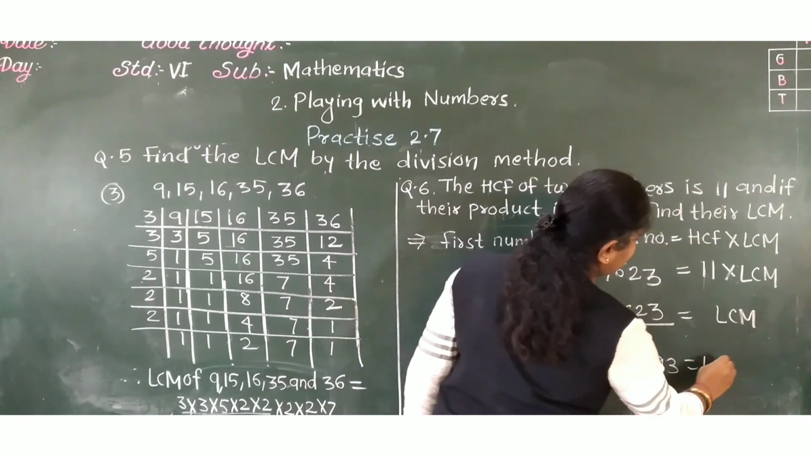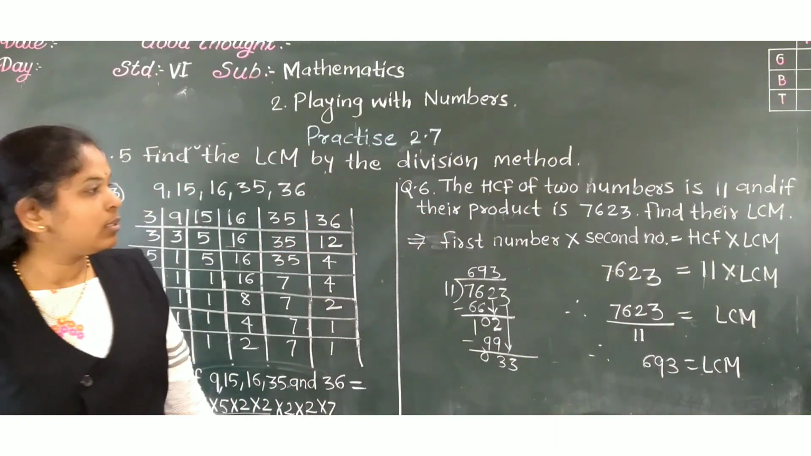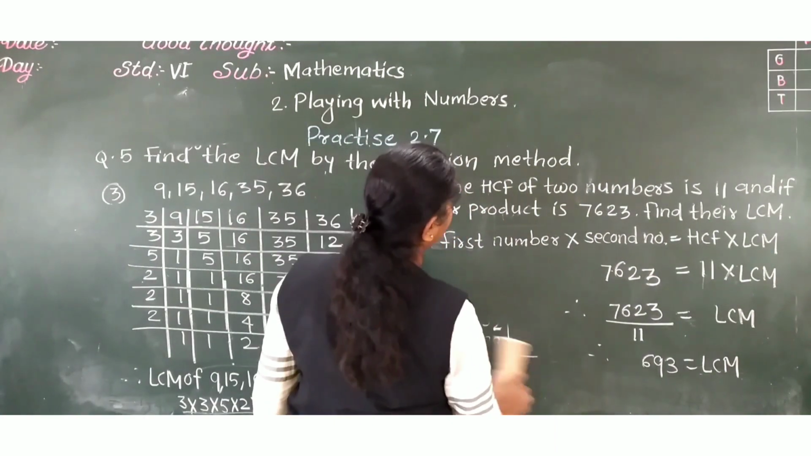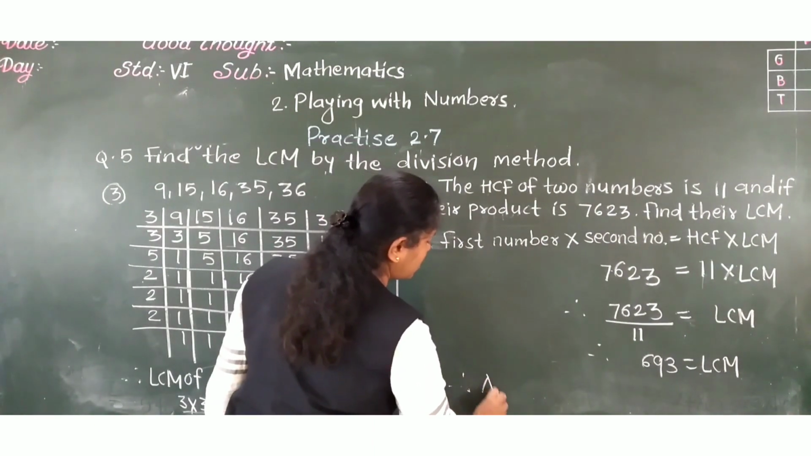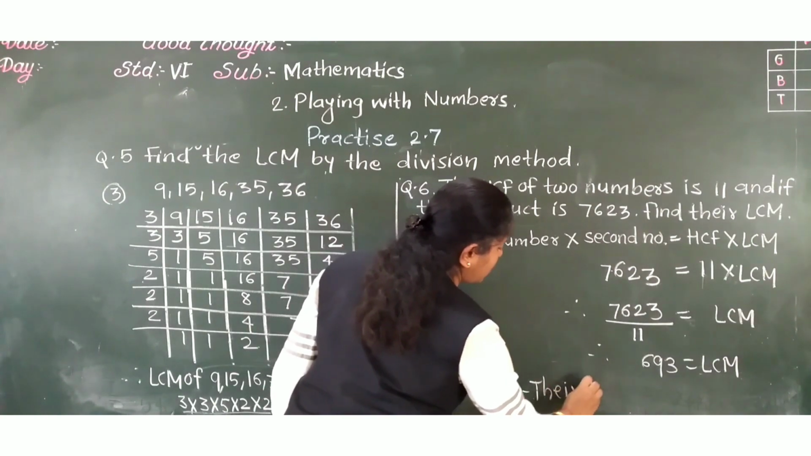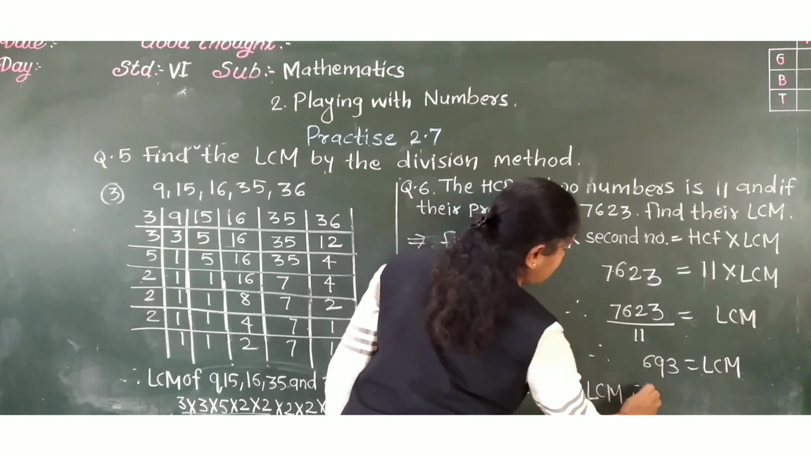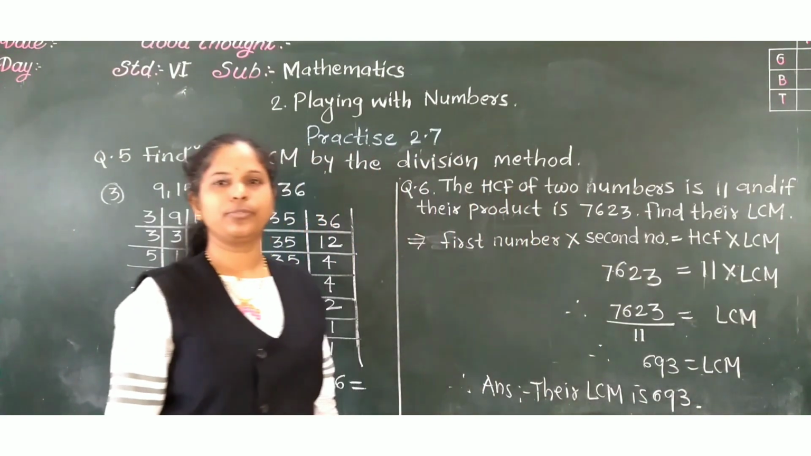693. So, how to write the answer? What did they ask? Find their LCM. Therefore, answer: their LCM is 693. In this way we can write.